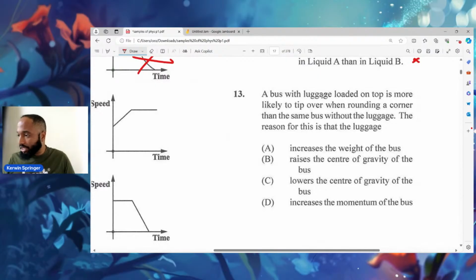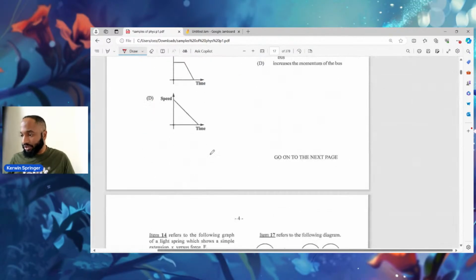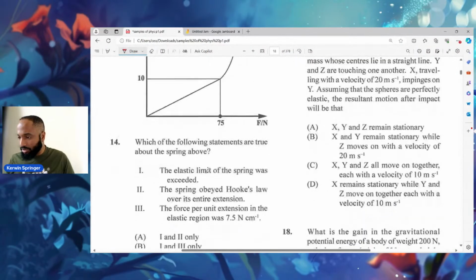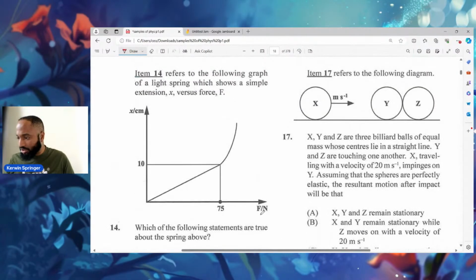A bus with luggage loaded on top is more likely to tip over. The reason for this is the luggage raises the center of gravity. It has a higher center of gravity, right? So the following statements are true about the spring extension. This is extension versus force, Hooke's law.